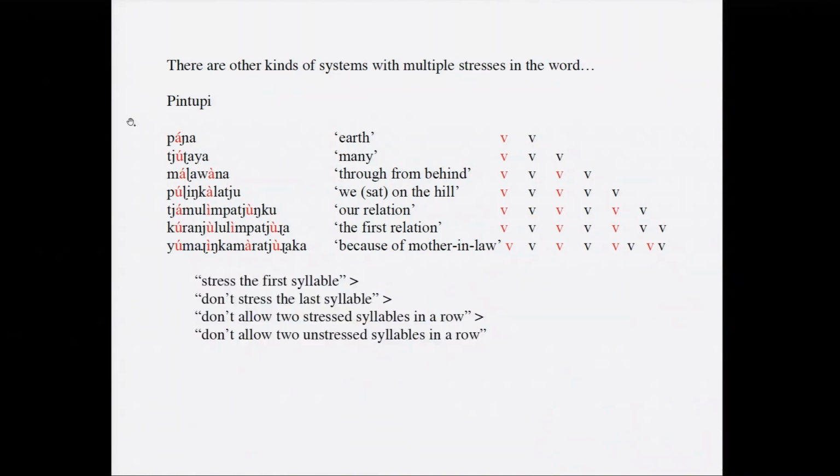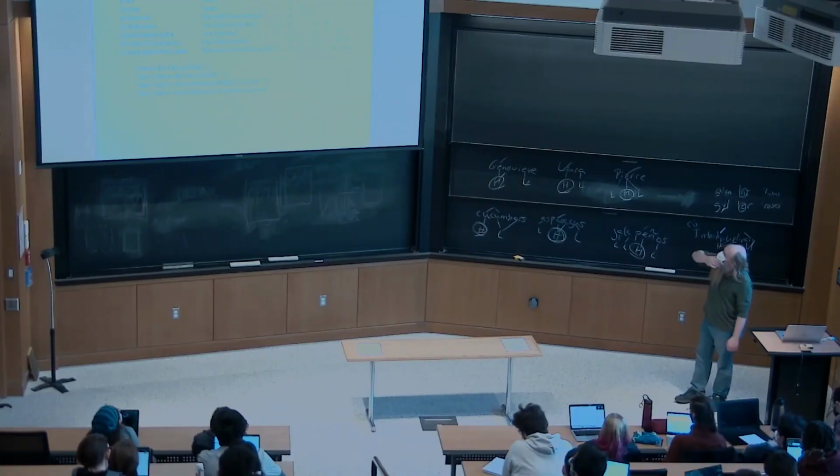So again, you could think of that as a little pile of constraints. Stress the first syllable, don't stress the last syllable, and don't allow yourself to have 2 syllables in a row that are the same, that is, both stressed or both unstressed. So again, you don't always succeed in doing all of these things.